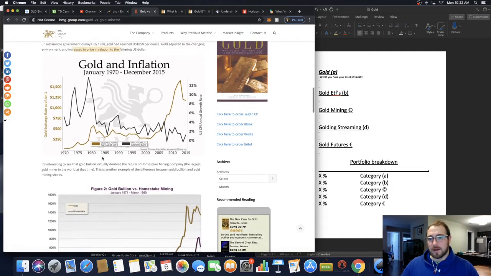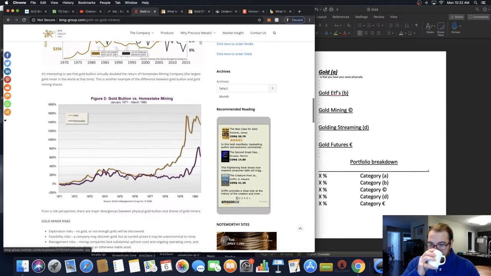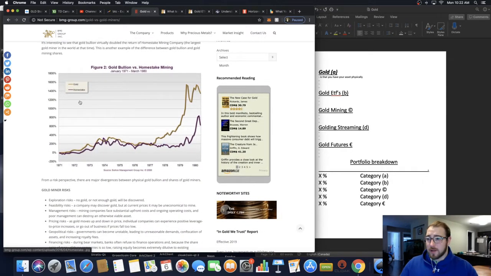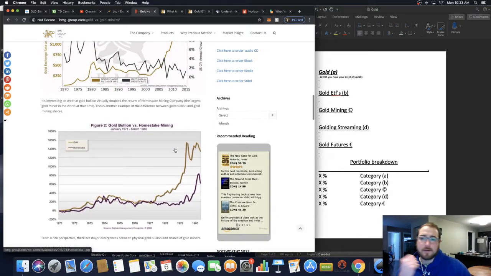So right here, it shows a little bit of that. The gold exchange rate, right here, you can obviously see it grew quite a bit versus the US CPI annual growth rate. Right here, we got a chart comparing gold and Homestake Mining. So we could see that over the course of 1971 to the 80s, gold did outperform the mining in itself.